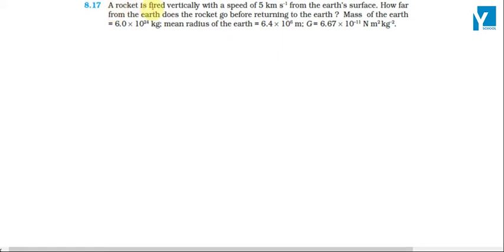A rocket is fired vertically with a speed of 5 kilometer per second from the Earth's surface. How far from the Earth does the rocket go before returning to the Earth? Given mass of Earth to be 6 into 10 raised to the power 24 kg and mean radius of Earth to be 6.4 into 10 raised to the power 6 meter, and gravitational constant G is 6.67 into 10 raised to minus 11 Newton meter square per kg square.